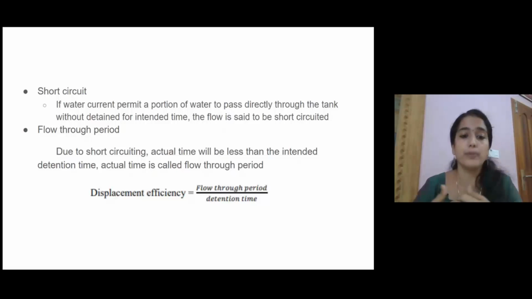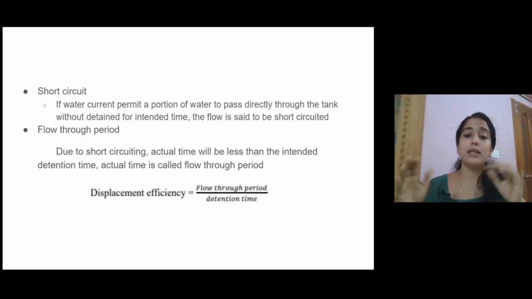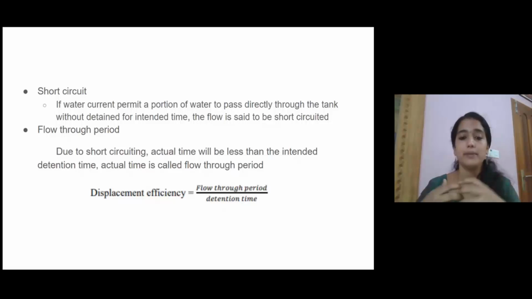Then the flow through period. Due to short circuiting, actual time will be less than the intended detention time. Actual time is called the flow through period. Then we have to calculate the displacement efficiency, that is flow through period divided by detention time. By calculating this displacement efficiency, we can overcome the process of short circuiting.